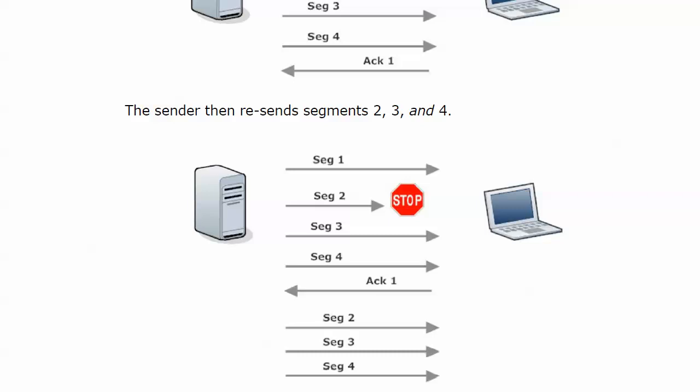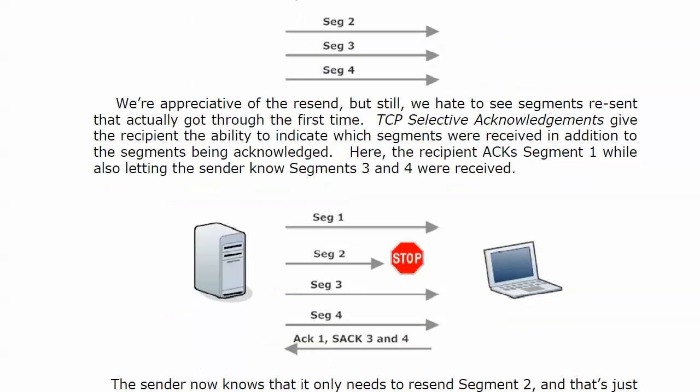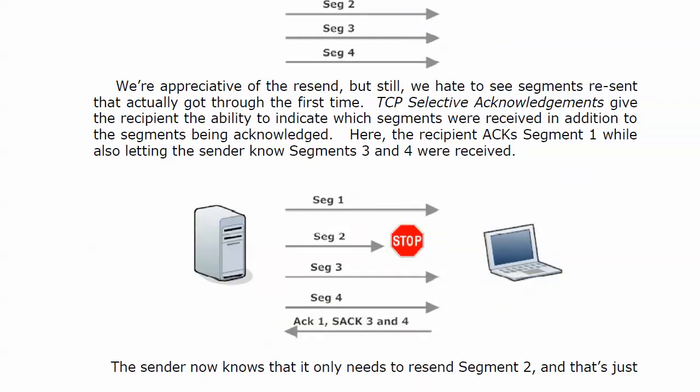Again, the job gets done. The lost segment gets handled, but it's not as efficient as we would like because segments 3 and 4 are being resent, and the recipient received those. The original form of TCP, with cumulative acknowledgements as it's known, doesn't really give the recipient the chance to say, I'm acknowledging this one, but I also got these. But TCP selective acknowledgements make that happen.